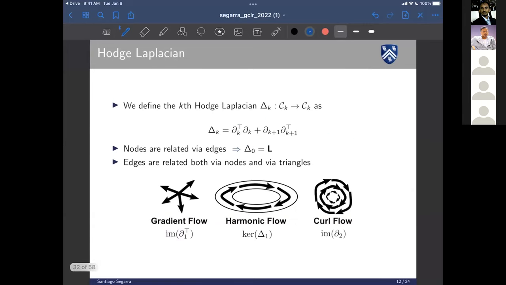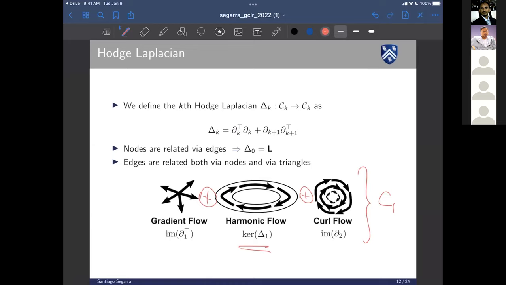And in particular, for the case of flows, the Hodge Laplacian also encodes a very natural decomposition of the whole space of flows. One can define the space C1 as an orthogonal sum of three different types of flows. Gradient flows, which are flows that can be described through gradient differences at the nodes. Harmonic flows, which are conservative flows. And curl flows, which are flows around filled triangles.